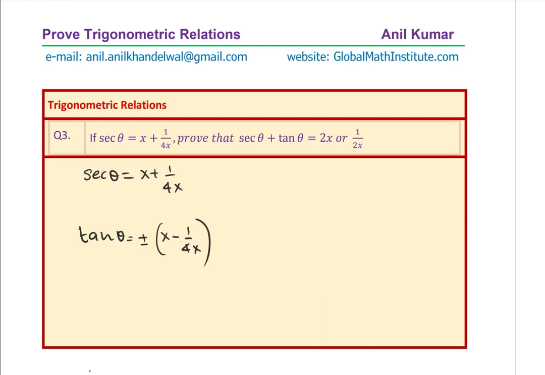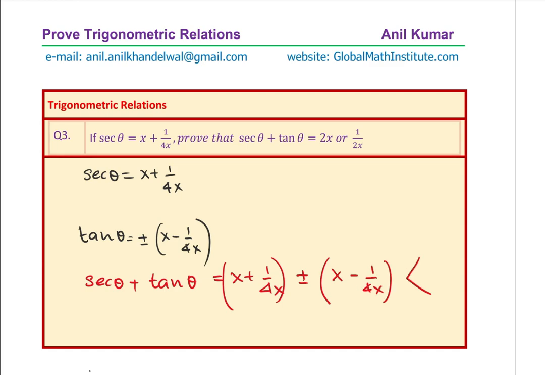And now, when you calculate secant theta plus tan theta, then it is equal to x plus 1 over 4x plus and minus x minus 1 over 4x. And that could give you two values, either 2x or 1 over 2x. Does that make sense? So that is how we could prove that secant theta plus tan theta is 2x or 1 over 2x. Perfect. So I hope that makes sense.